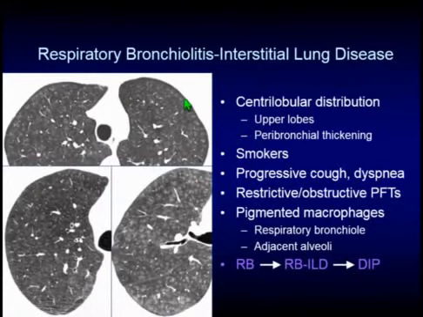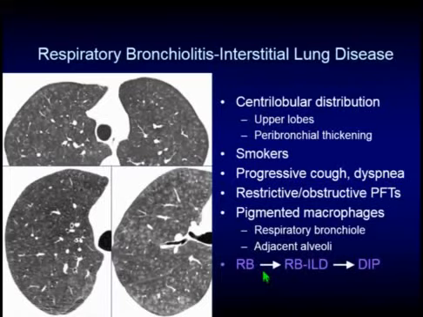With regards to respiratory bronchiolitis interstitial lung disease, this also has a very similar, if not almost identical, centrolobular pattern favoring the upper lobes. There may also be some airway thickening. This is seen exclusively in smokers. Basically, it's a smoker who becomes symptomatic with shortness of breath and cough, maybe with a mixture of PFTs. This disease is basically an overproliferation and infiltration of the parenchyma and around the airways with pigmented macrophages, or alveolar macrophages.